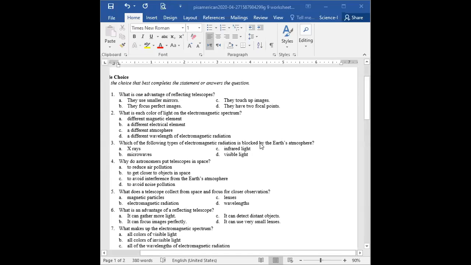It asks, what is one advantage of a reflecting telescope? Only one, guys, please share. What makes the reflecting telescope better than the refracting one? Yes, Uta. They use smaller mirrors.